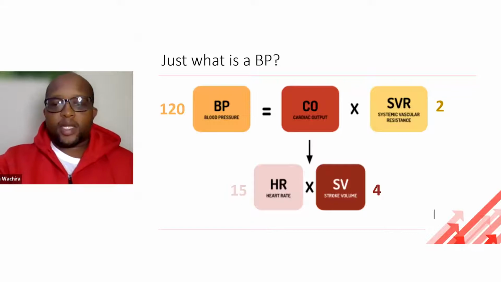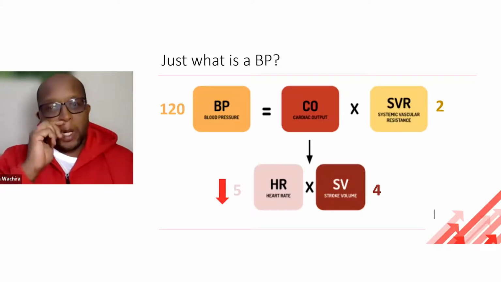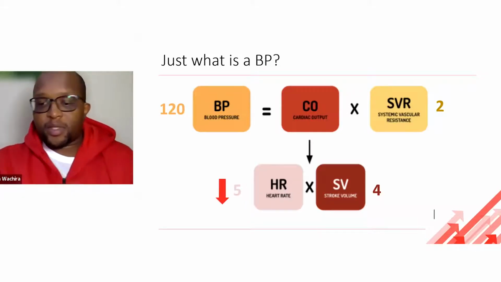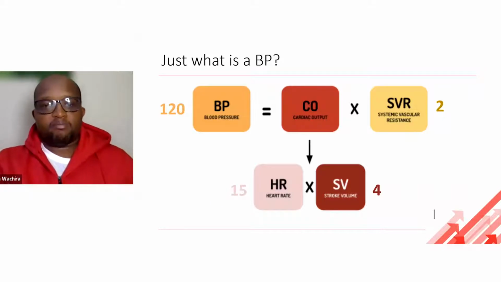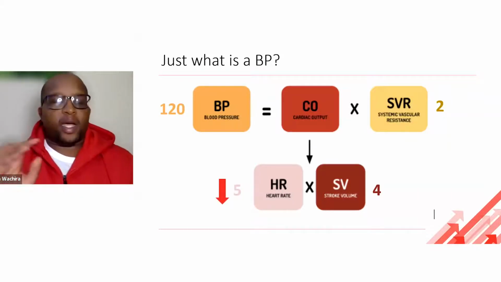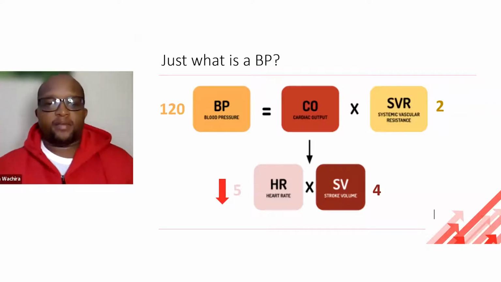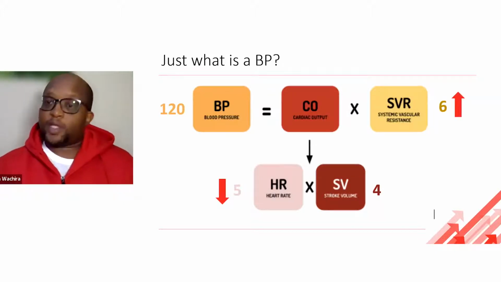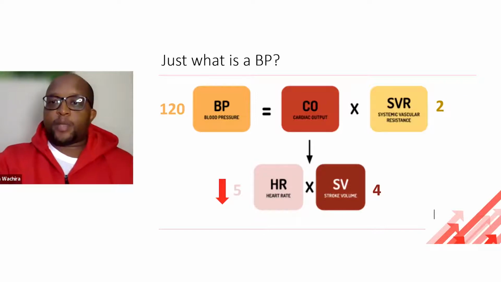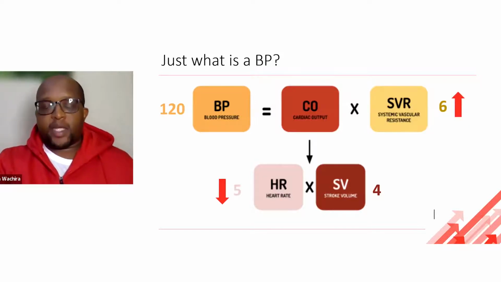So let's take a situation where we drop the heart rate. Okay, so the heart rate was 15. These are not actual numbers. We're just dropping it to 5. What will your body do to compensate for this? The first thing is you're going to vasoconstrict. So your systemic vascular resistance has gone up. These are not real numbers, just playing with the numbers.